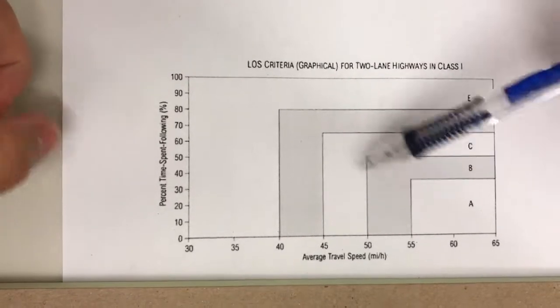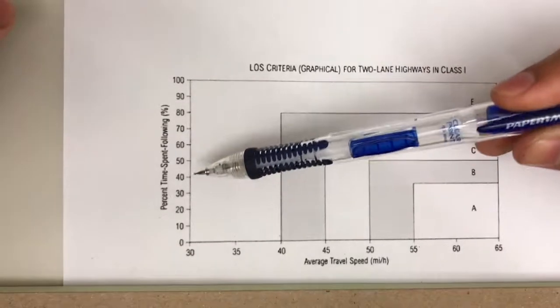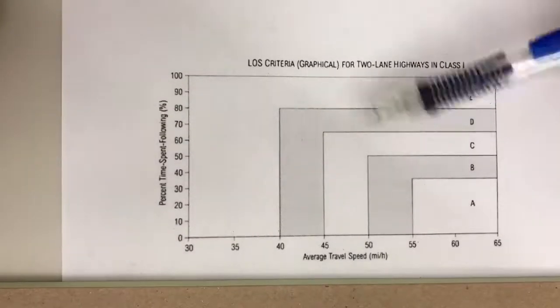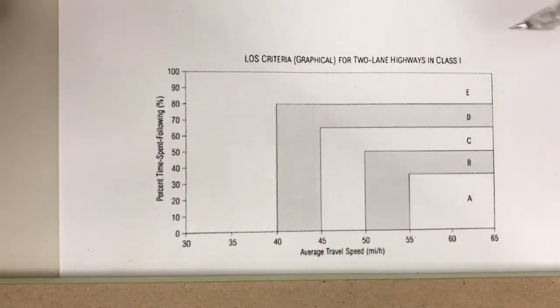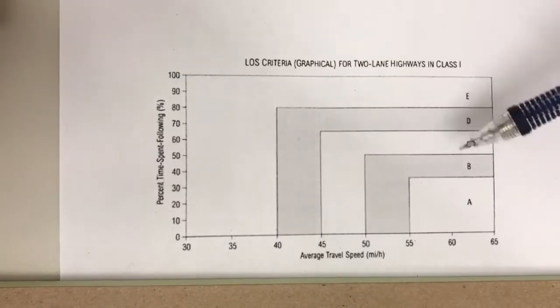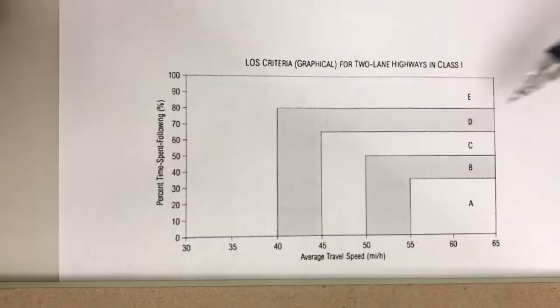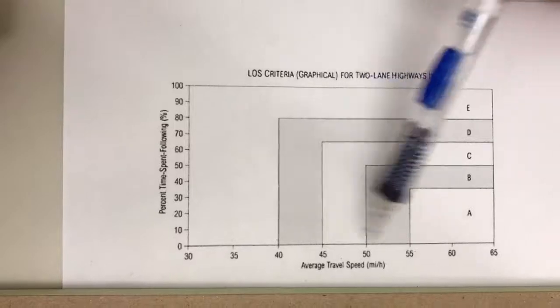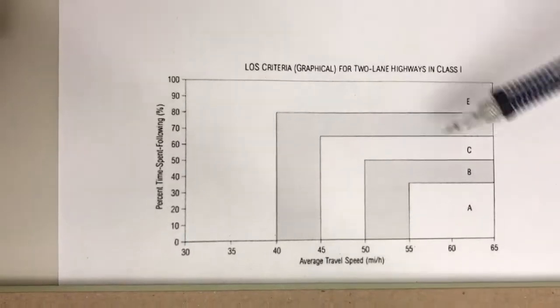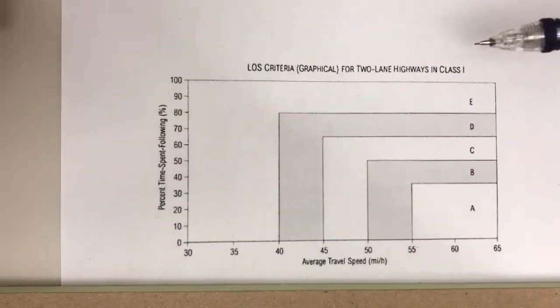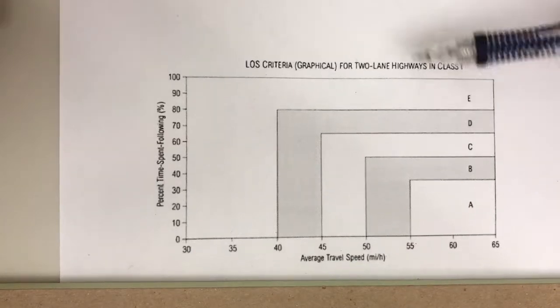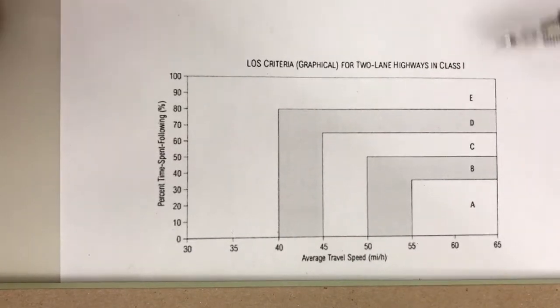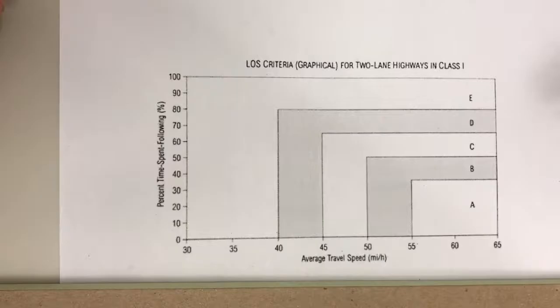And the percent time spent following, the higher percentage it goes, the lower the grade will be, but it will also depend on the average travel speed. So we can move on to an example so you guys can see how level of service works.